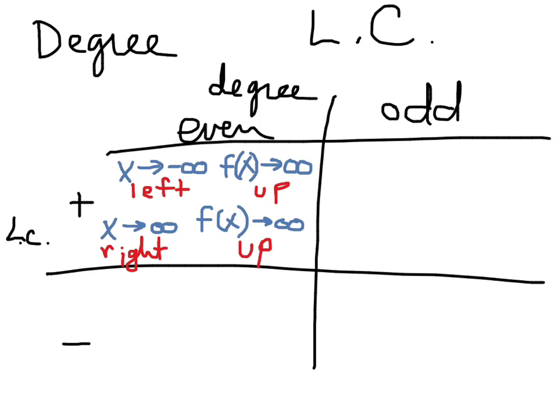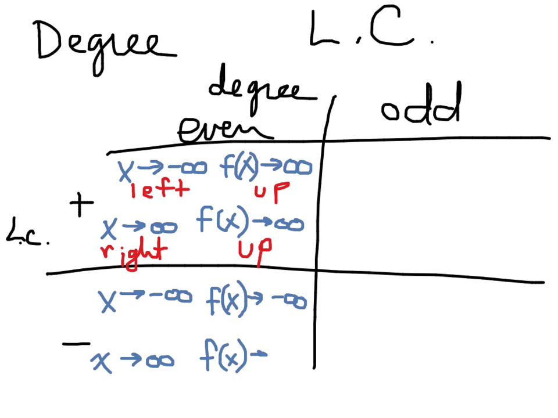If the degree is even and the lead coefficient is negative, as x approaches negative infinity, f of x will approach negative infinity. And as x approaches positive infinity, f of x approaches negative infinity. So what did x approaches negative infinity refer to again? As I go left, what do you think negative infinity on the f of x is going to be? Down. Good.